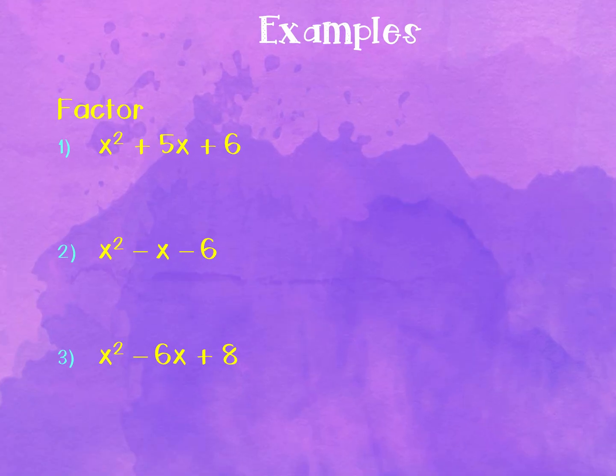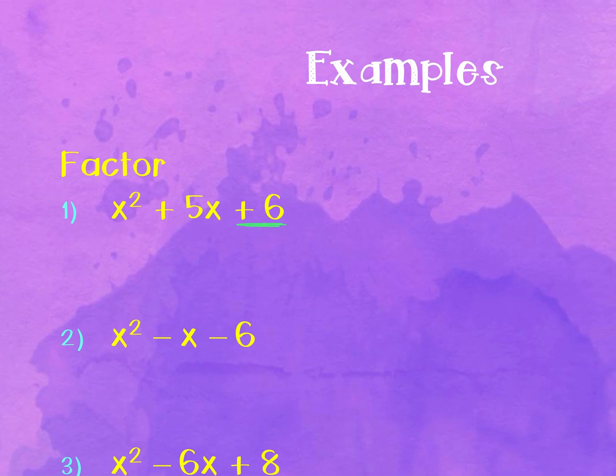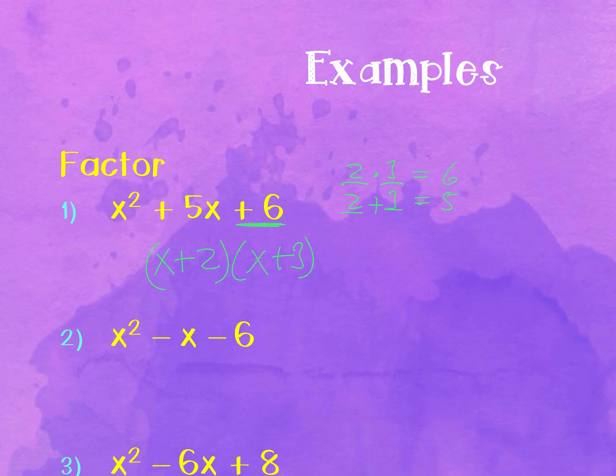All right, something like this, x squared plus 5x plus 6. You're looking for what times what gets me 6, and what plus what gets me 5. 2 times 3 gets you 6, and 2 plus 3 gets you 5. So those are going to be the two factors. They're both positive, so this is going to be x plus 2 and x plus 3. Simple as that. That's all we've got to do.